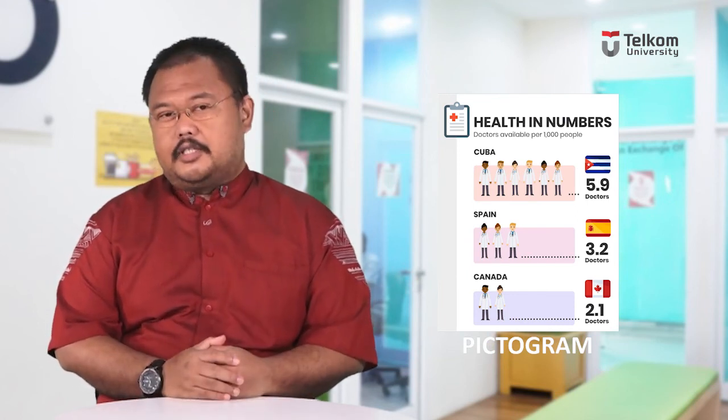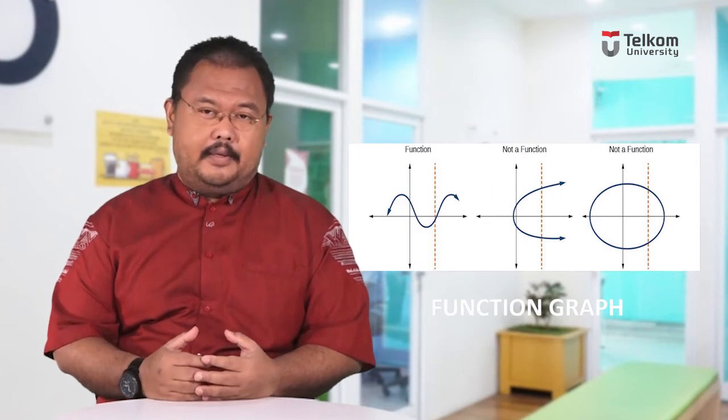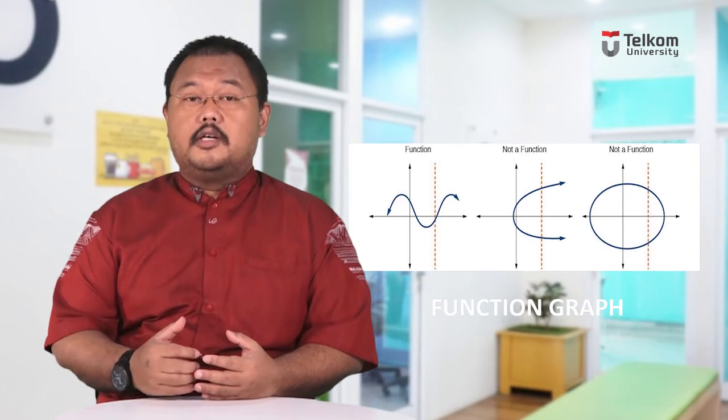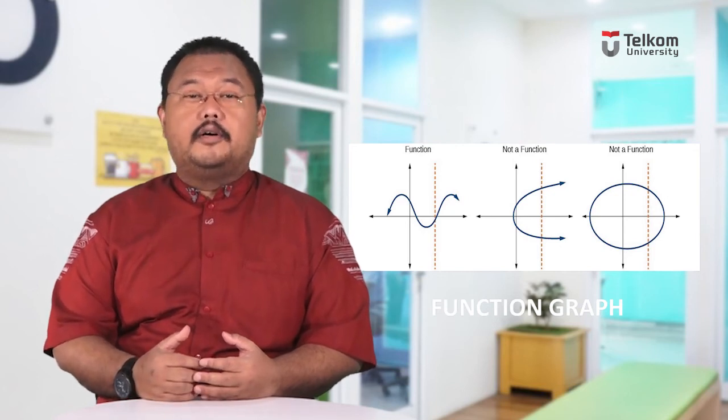And number 6, the function graph. The concept of the graph of a function is generalized to the graph of a relation.